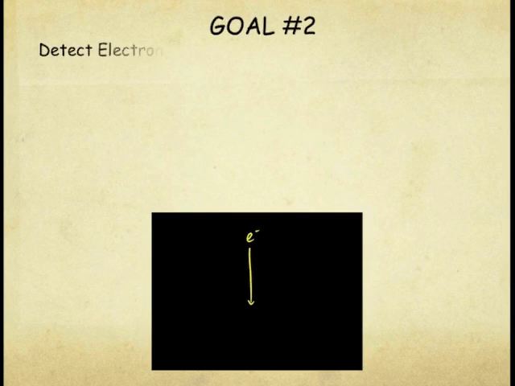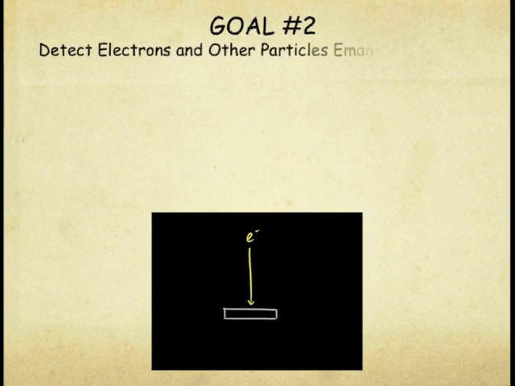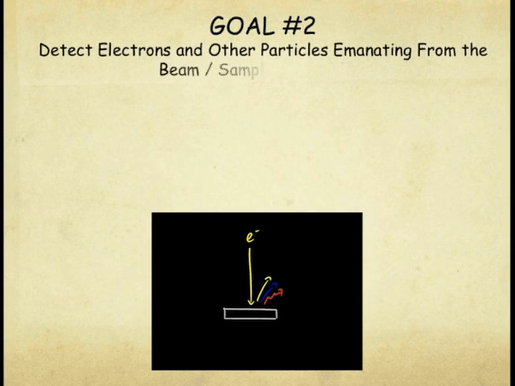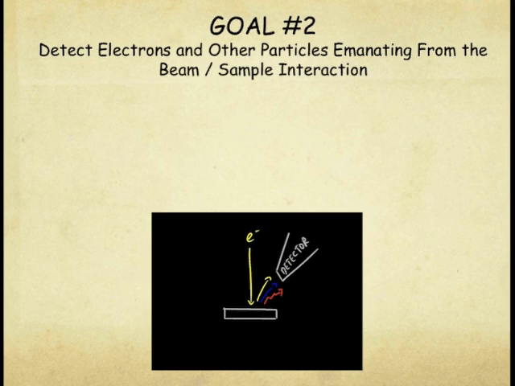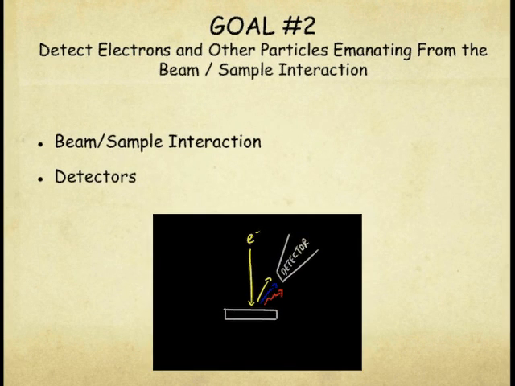In order to achieve our second goal, detecting the products of the interaction between our incoming primary electron beam and our sample, we have to become familiar with a few important concepts. They are beam-sample interactions and detectors.